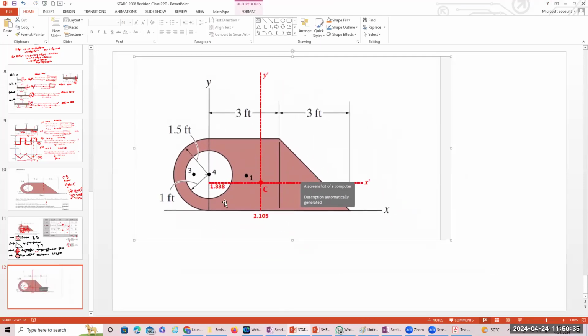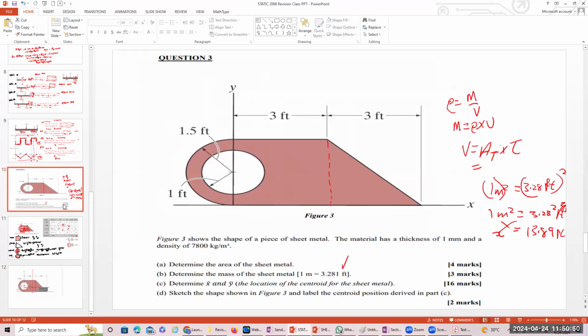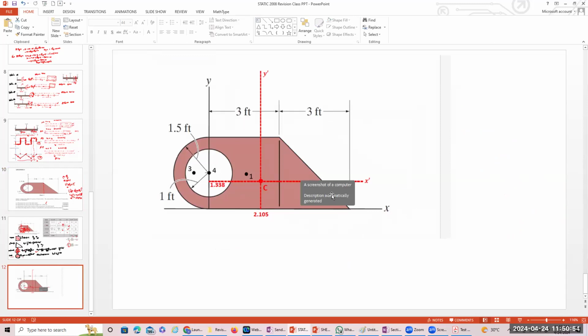So all you do is map it back: x is 2.10, and then you show that y is 1.33. You take it from there and just map it. That's all that was asked for, and you would have gotten 2 marks for that. So that is exactly what was asked for, and you would have gotten full marks in your test.